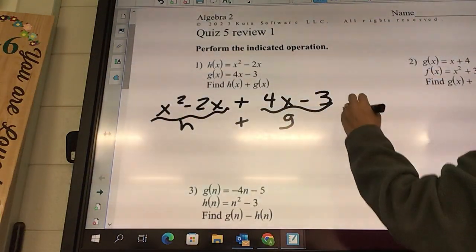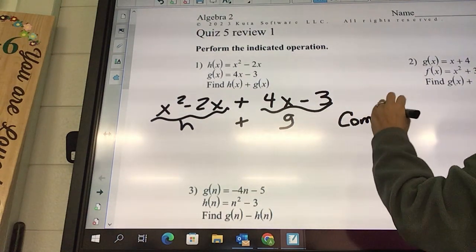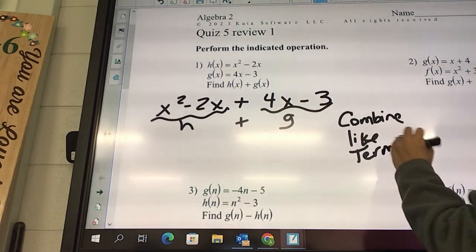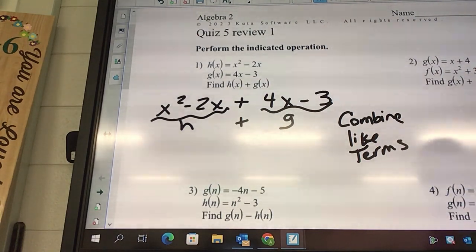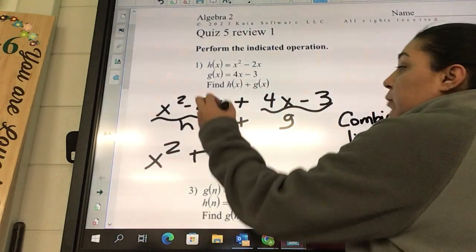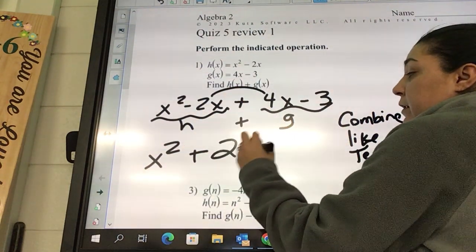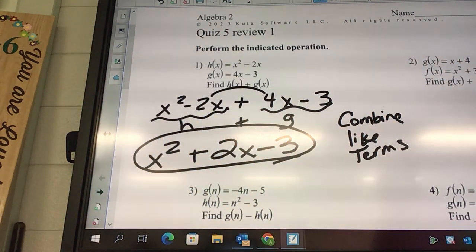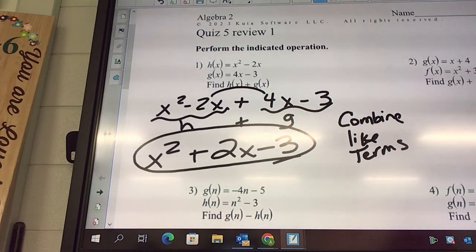Okay, so somewhere on here, write yourself a note. On all of these, you need to combine like terms. Okay, so what can we combine? Negative 2x and the 4x. Okay, so I'm going to have x squared plus, when we put these two together, you're going to get 2x minus 3. Okay, on all of these, you need to combine like terms.